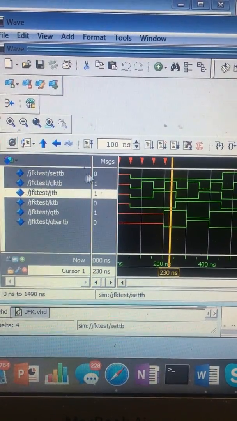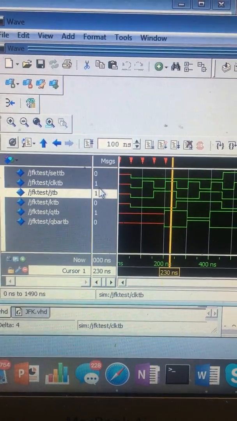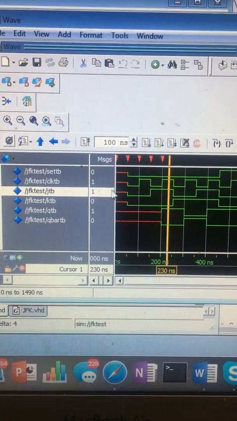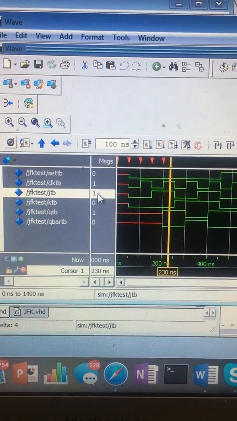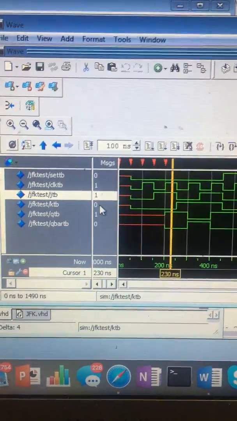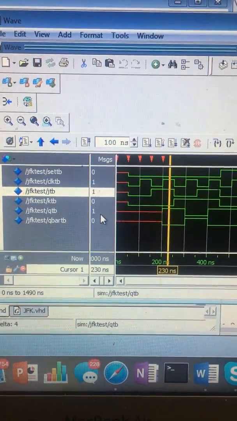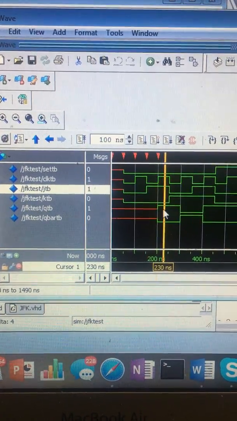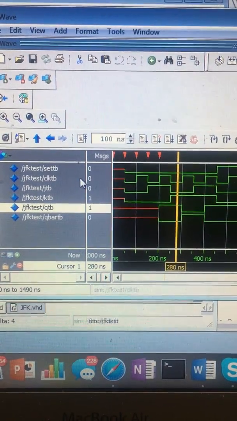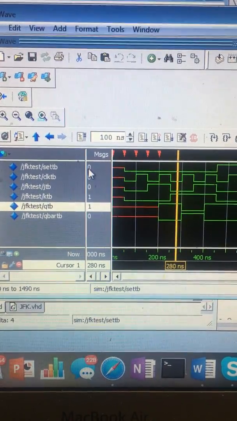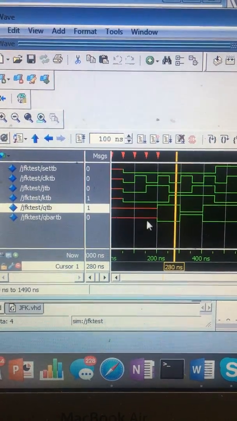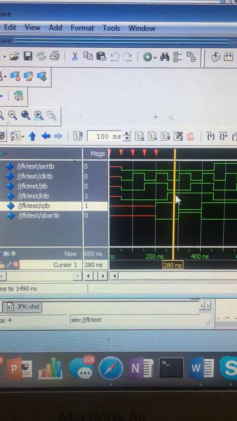When set is equal to 0, we can then look at clock, and if the clock is on, which it is, we can see here it's on, then we look at J and K. Here, J is equal to 1 and K is equal to 0, which means that Q should serve as a set, so Q should be equal to 1 and Qbar should be equal to 0, which we see here that it is. When the clock is off, we move over and we see that the clock has turned off and set is still off. So regardless of what J and K are, Q and Qbar should remain the same, which we can see here by the stagnant output.